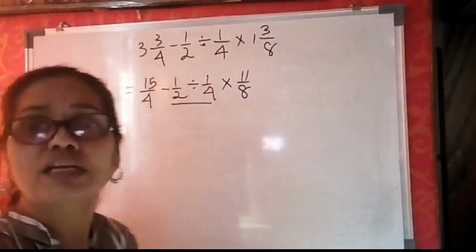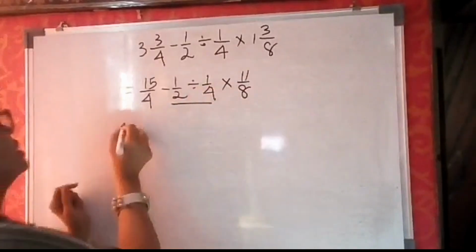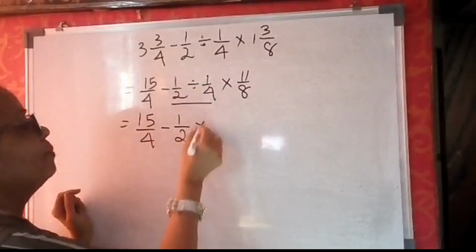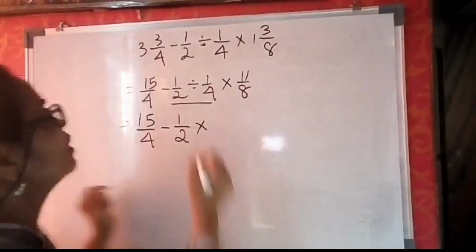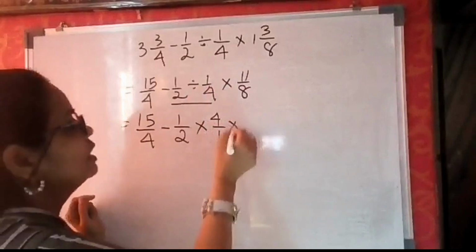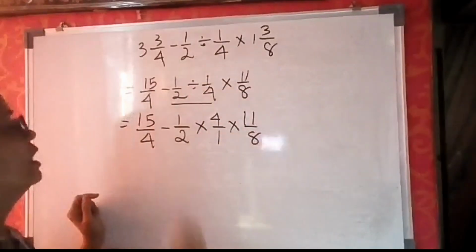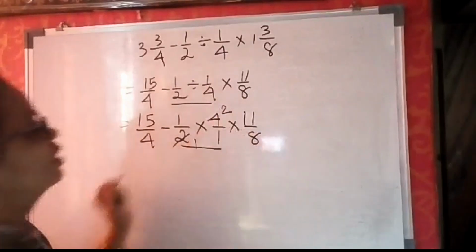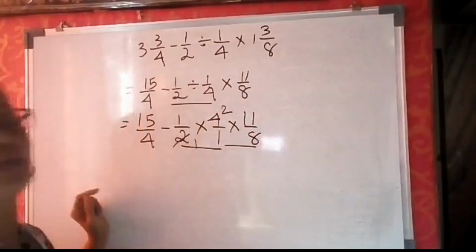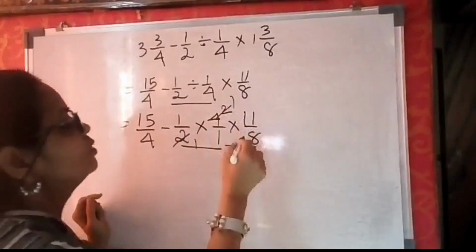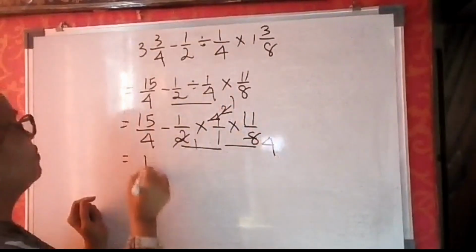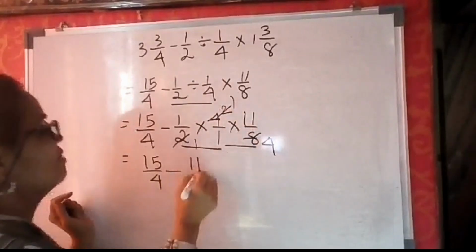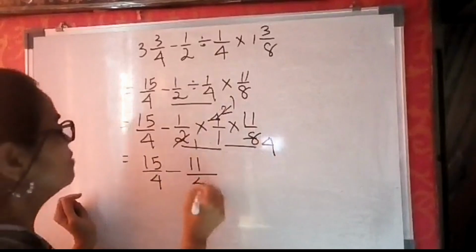Now see the operations according to the DMAS rule. Division first. 15 upon 4 minus 1 upon 2 times the multiplicative inverse, that is the reciprocal of 1 upon 4, which is 4 upon 1, multiplied by 11 upon 8. So now this operation: 2 1s are 2, 2 2s are 4. Now after this multiplication: 2 1s are 2, 2 4s are 8. So 15 upon 4 minus 11 1s are 11 divided by 4 1s are 4.